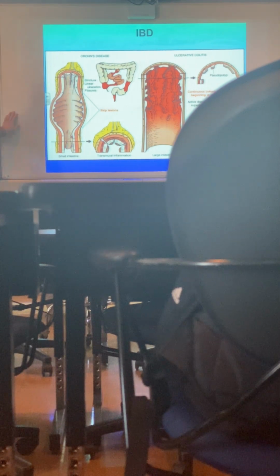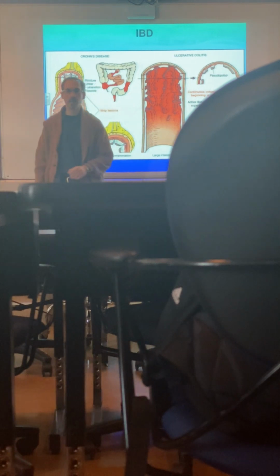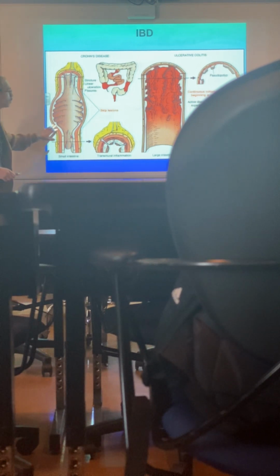All right, let's talk about the two forms of inflammatory bowel disease. One's called Crohn disease, the other is called ulcerative colitis. Both of these are caused by an imbalance of normal physiologic inflammation. Something happens to upregulate the physiologic inflammation, and that causes secondary damage to the bowel. Okay. Let's begin by talking about Crohn disease.